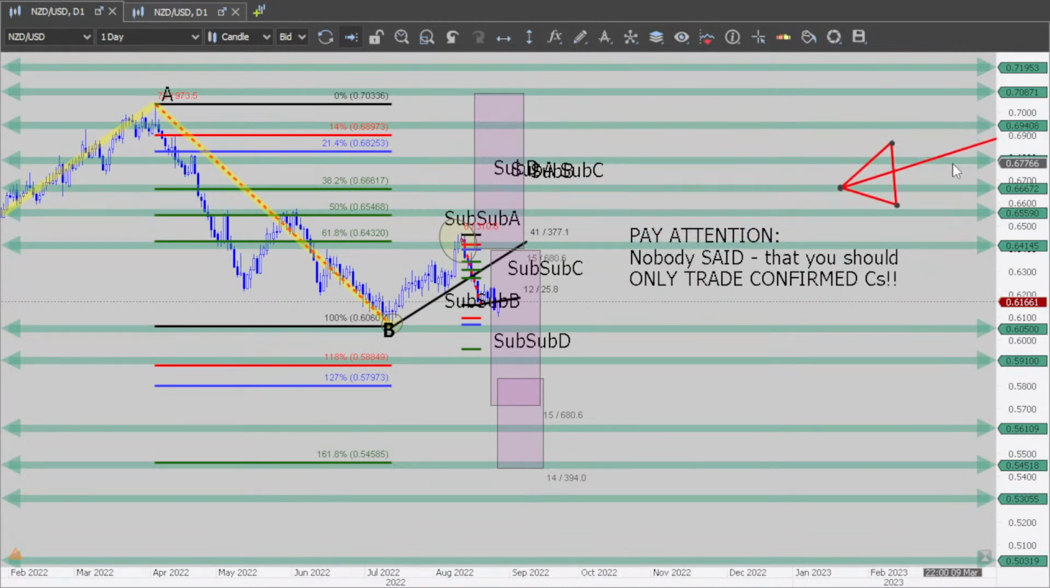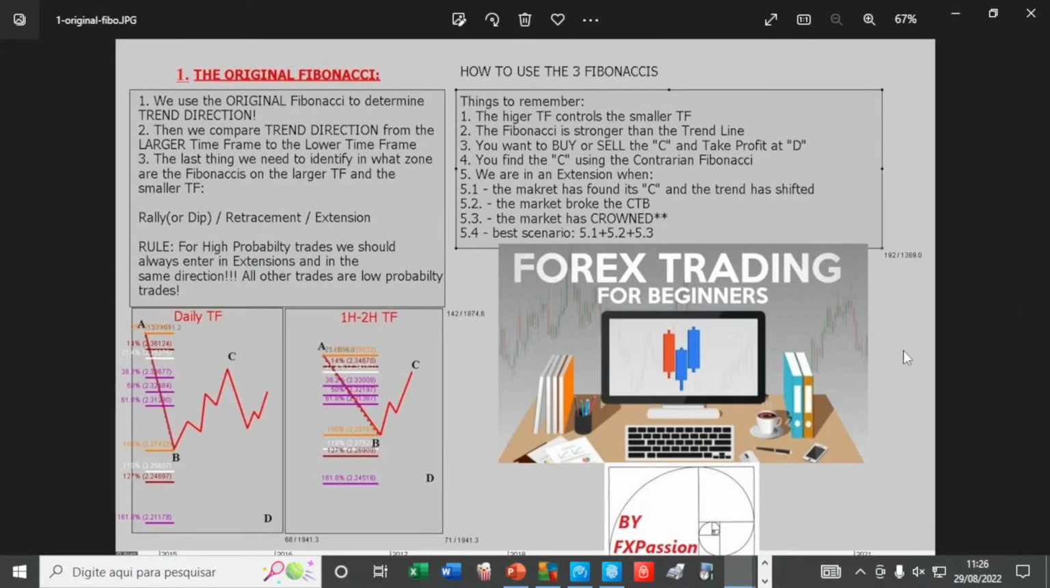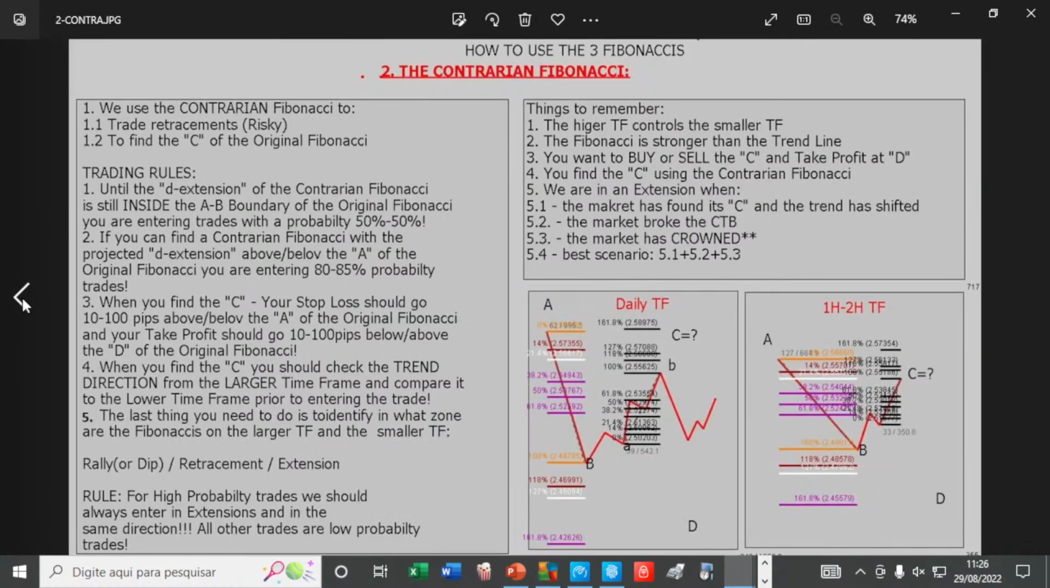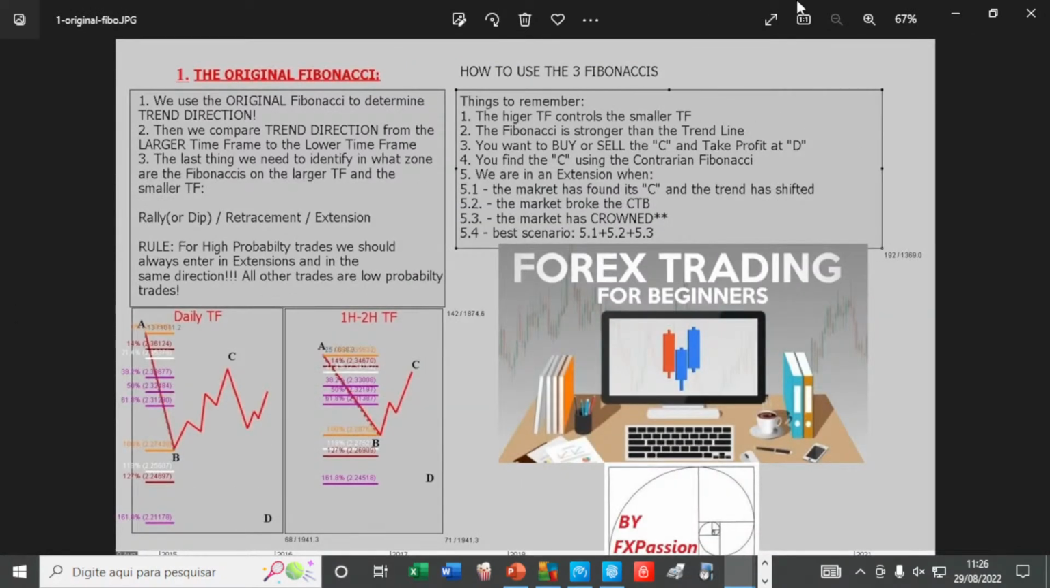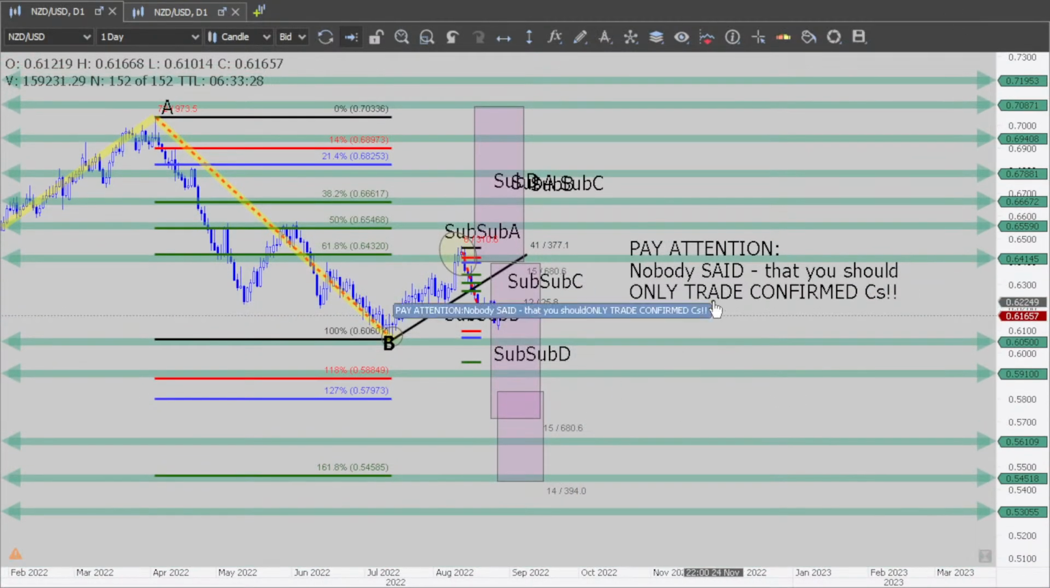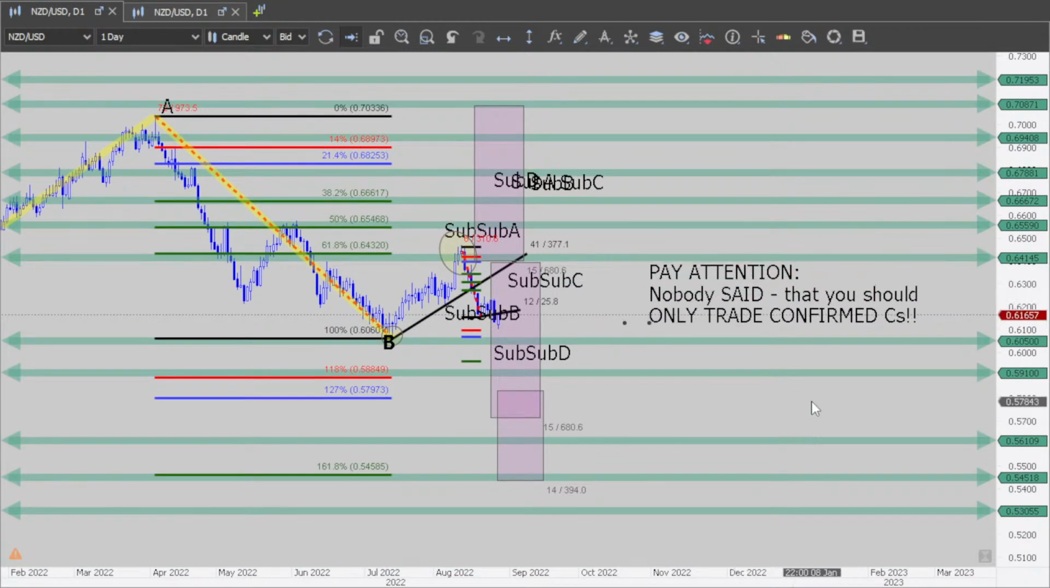I know, calm down. Alright? Pay attention, everybody. You are learning the Fibonacci's and the concepts and the rules, but nobody said that you should only trade confirmed Cs. True or not true? No picture is saying to you trade just the confirmed C. Agreed, everybody? Type in the chat. You are doing this by yourself. Make sense, everybody? Fair enough? Nobody told you that you should only trade confirmed Cs.